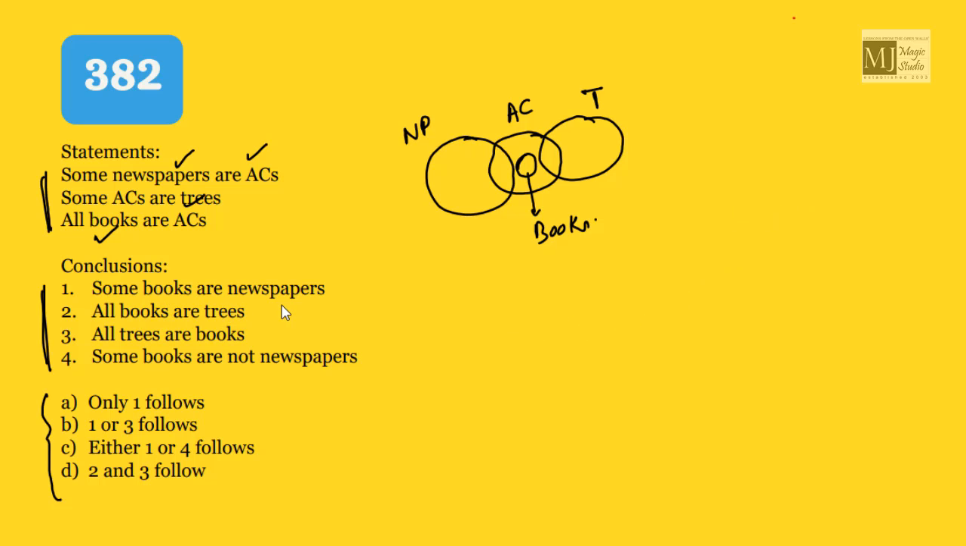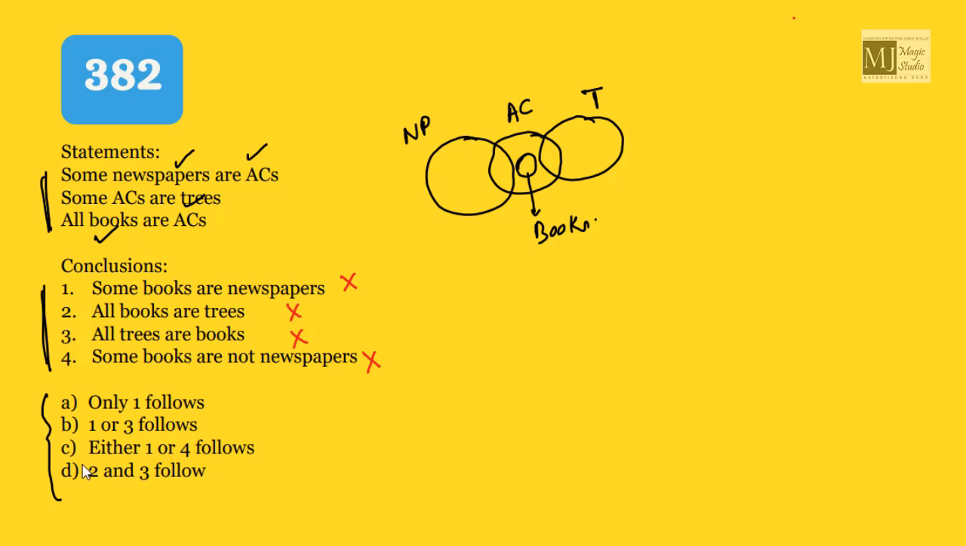Some books are newspapers, not necessarily. All books are trees, no relation. All trees are books, not. Some books are not newspapers. There are some books which are not newspapers. Here, all books are not newspapers. If I look at all the conclusions individually, nothing follows.